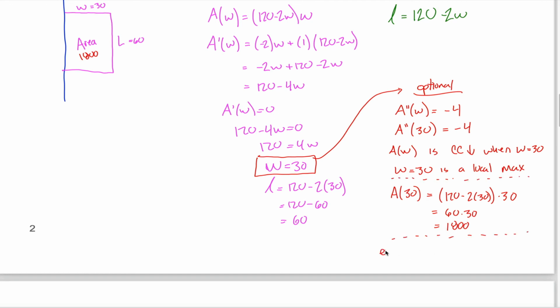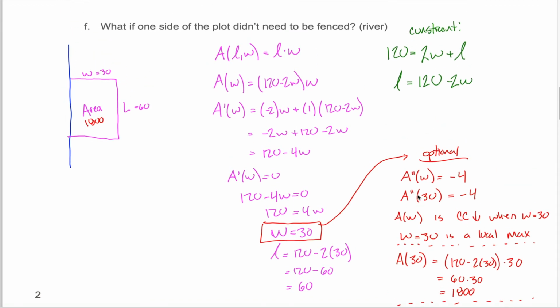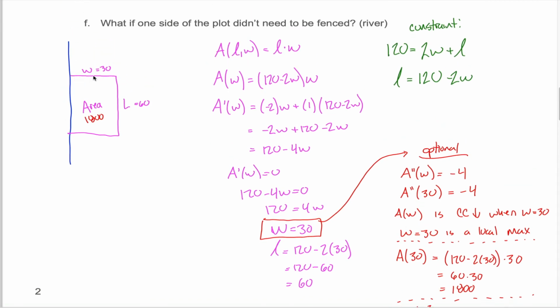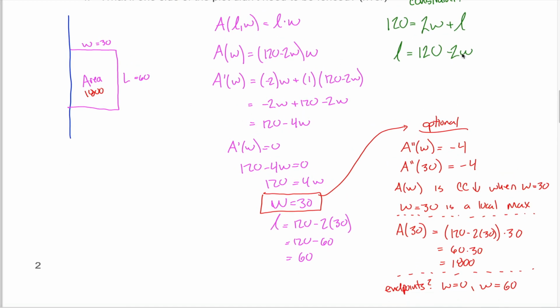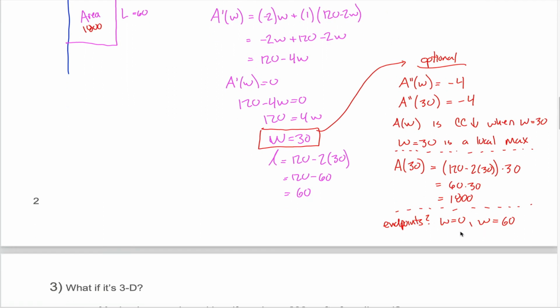Finally, I guess I should look at endpoints, which in this case would be when W equals 0 and W equals 60. I can't have the width be less than 0. And because the length is 120 minus 2W, I can't have the width be more than 60. Otherwise, the length is less than 0. So really, I should look at these endpoints and evaluate A of 0 and A of 60. But what you see is in both cases, we get 0. Because if either the length or the width is equal to 0, then the area is going to be equal to 0. I'm certainly not going to be able to fence more area than I was at my critical value.